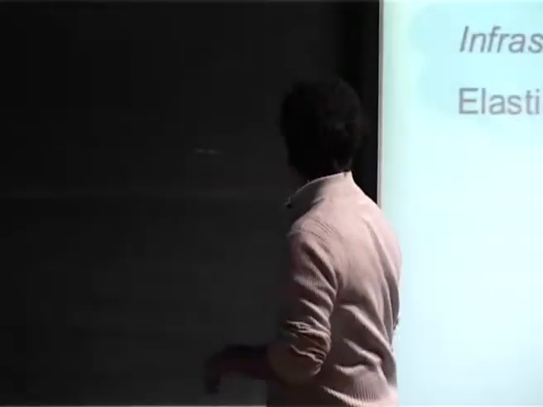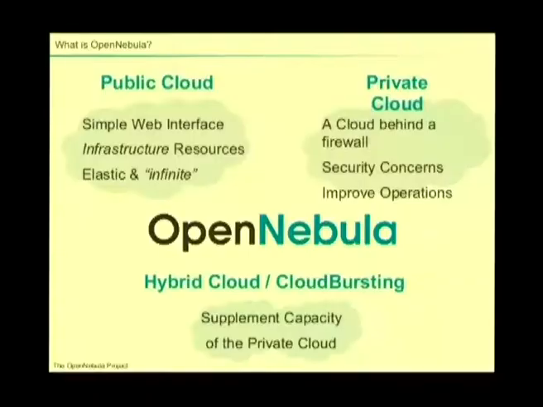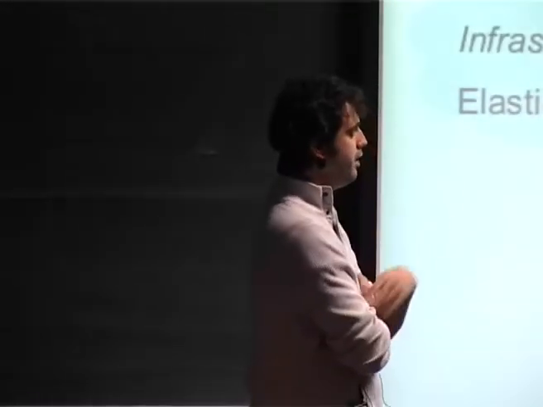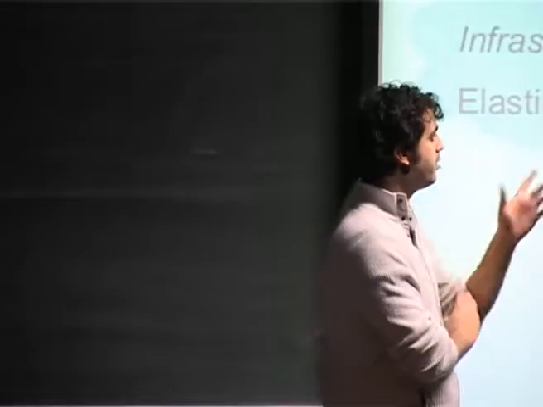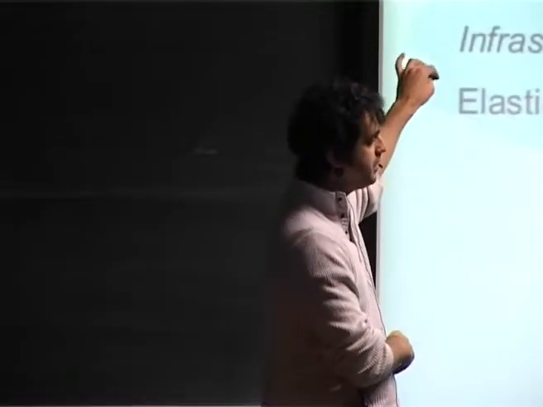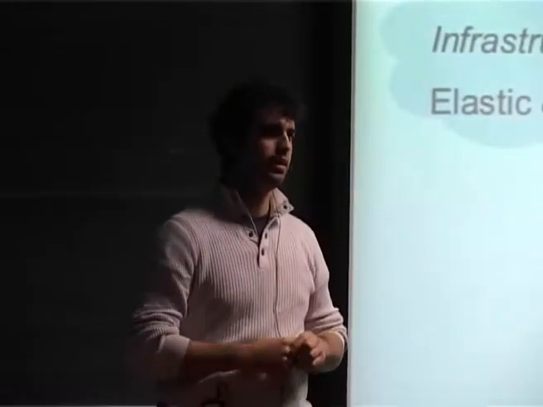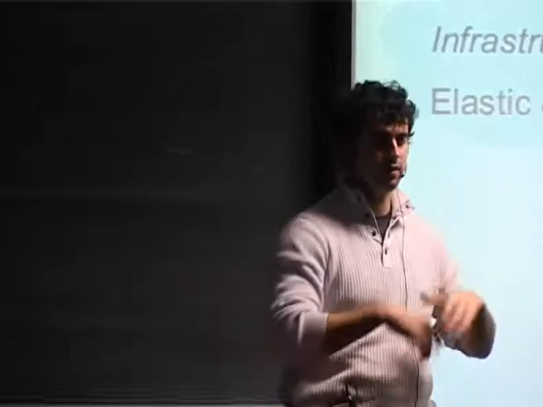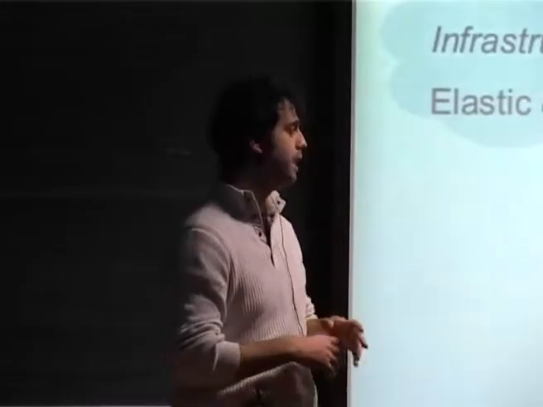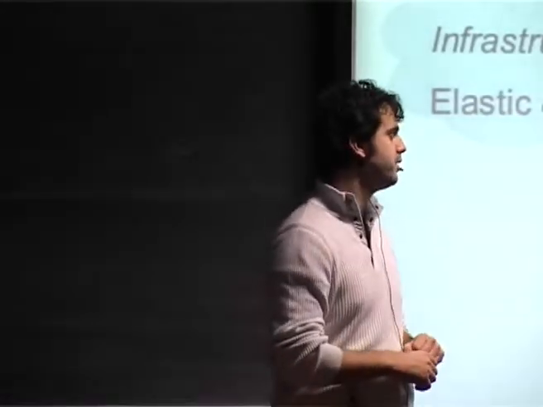So OpenNebula is a cloud management software. If you have a data center, a set of hosts, and you want to expose a private cloud or a public cloud, OpenNebula will let you do that. With the private cloud, we expose public interfaces, and we also have support for hybrid computing. That means we can send virtual machines directly to Amazon. So if you have an application you want to dynamically grow, you can send it to Amazon.